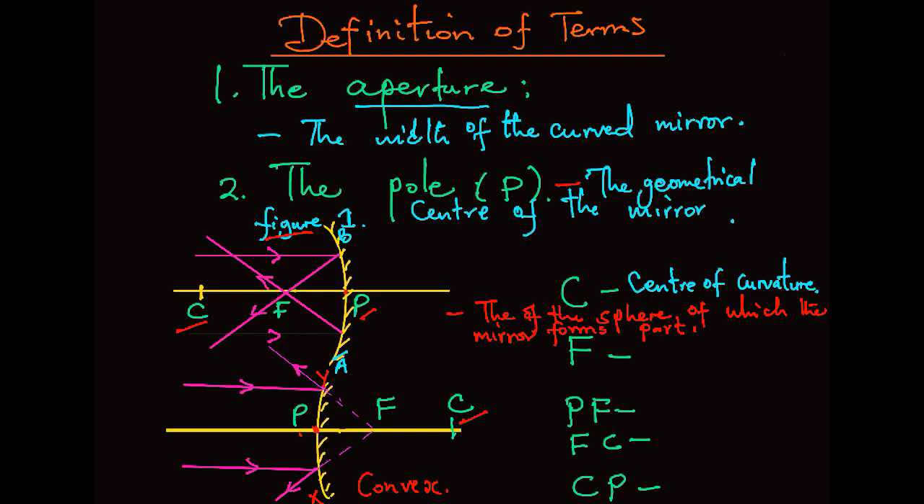We also have the principal focus F. The principal focus for the concave mirror is at that point, while that of the convex mirror is at that point. The principal focus of convex mirror and concave mirror are defined differently. For the concave mirror, the principal focus is defined as the point at which all the rays that are parallel and close to the principal axis converge after reflection.